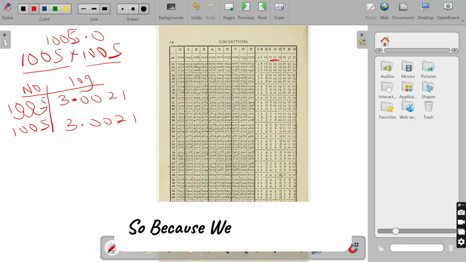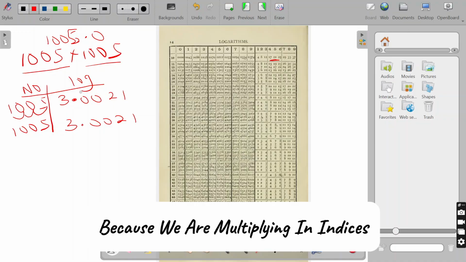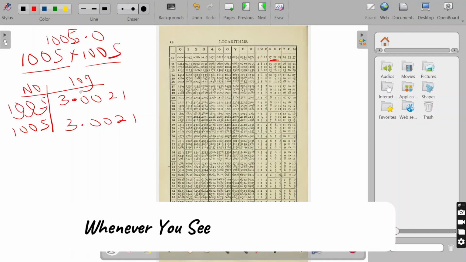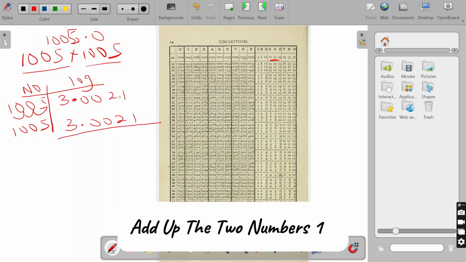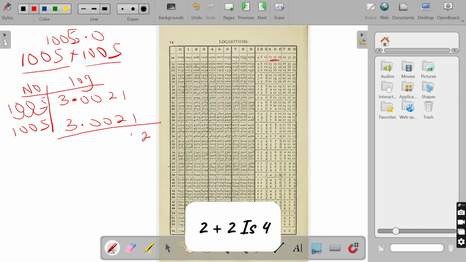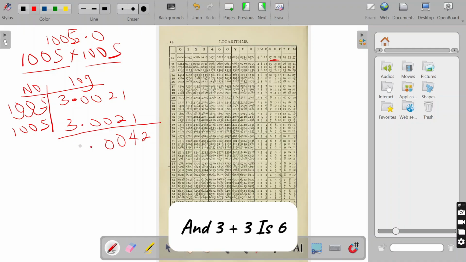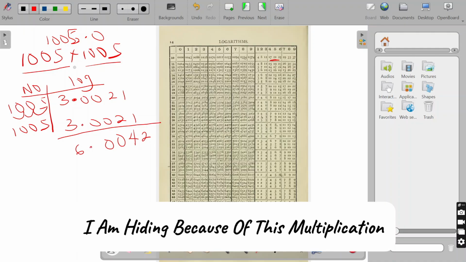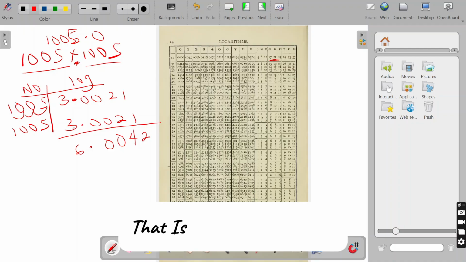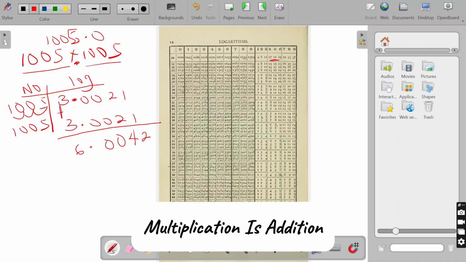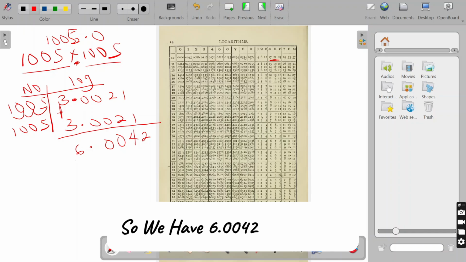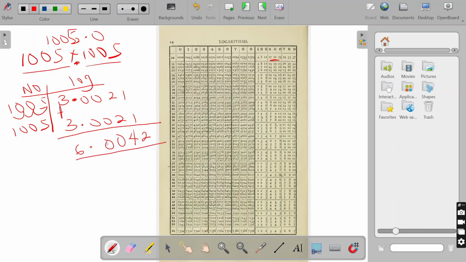So because we are multiplying in indices, whenever you see a multiplication sign in between, what you need to do is to simply add. You add up the two numbers. 1 plus 1 is 2, 2 plus 2 is 4, 0 plus 0 is 0, 0 plus 0 is 0, and 3 plus 3 is 6. I am adding because of this multiplication. In indices, multiplication is addition. So we have 6.0042, but that is not the answer.